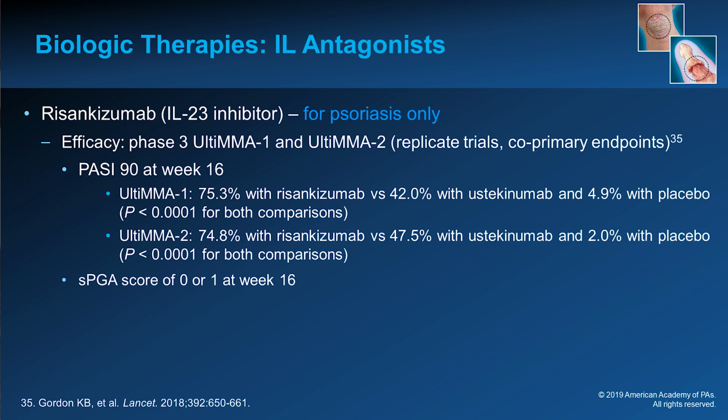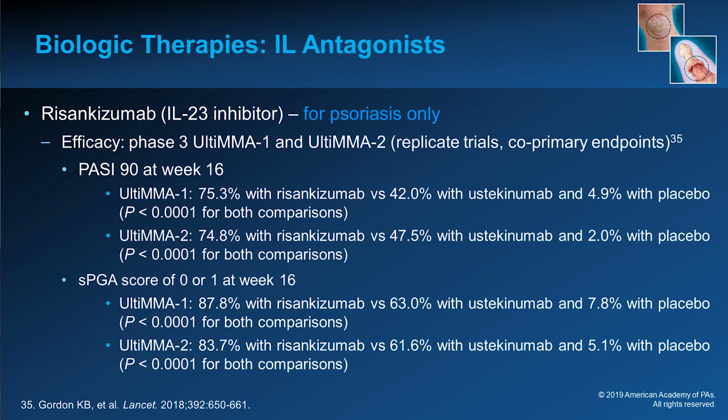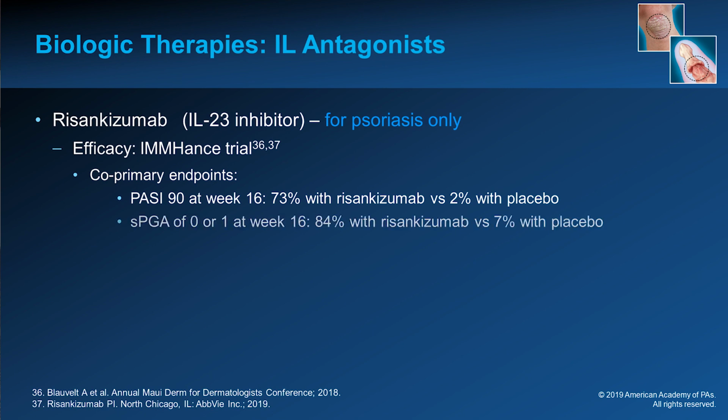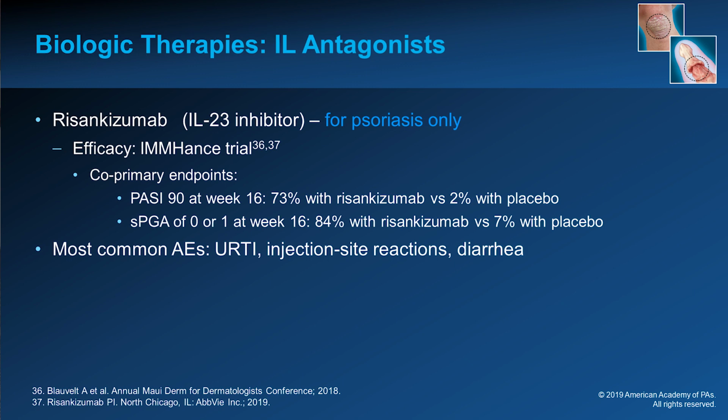And then SPGA scores of 0 to 1 at week 16 were also evaluated. The Ultima Trial 1 and Ultima Trial 2, both with risankizumab in the mid-80s versus the lower 60s with ustekinumab, and placebos, once again, in the single digits in each case. And then finally, the ENHANCE trial with co-primary endpoints, again, of PASI 90 and PGA scores of 0 to 1. The PASI 90 scores at week 16 with risankizumab were 73% versus 2% with placebo. And the SPGA score of 0 to 1 at week 16 was 84% with risankizumab and 7% with placebo. So an impressive set of numbers for this drug. Once again, safety considerations are mostly URI side effects, and similar to the other IL-23s.